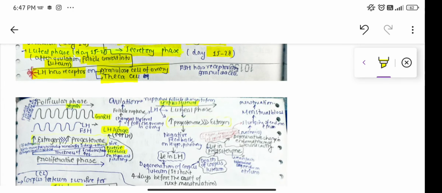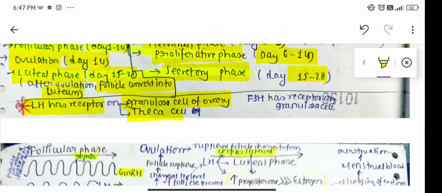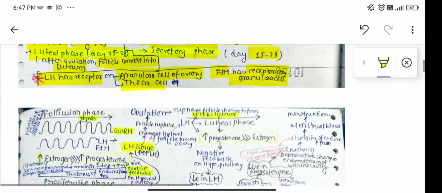So next we have FSH. One is LH, another is FSH. FSH has its receptor on the granulosa cell. LH has receptor on the granulosa cell as well as the theca cell. So these are the receptor variations.